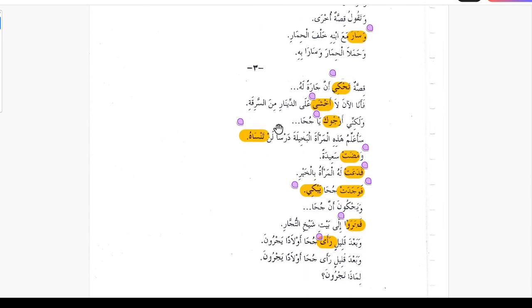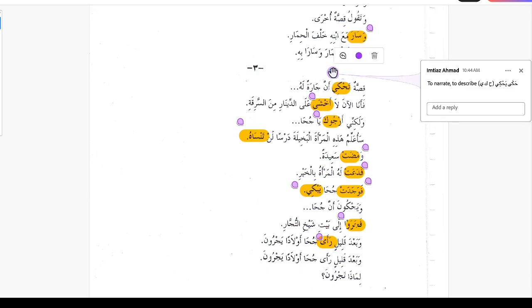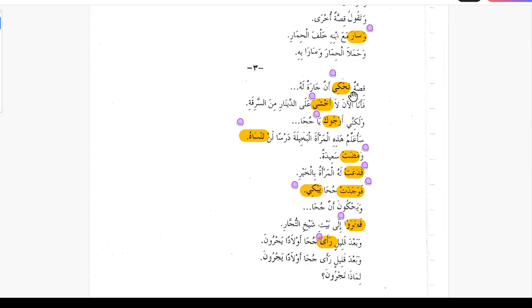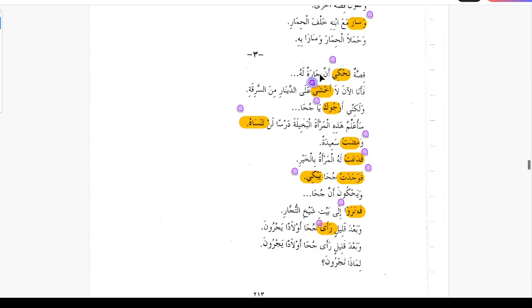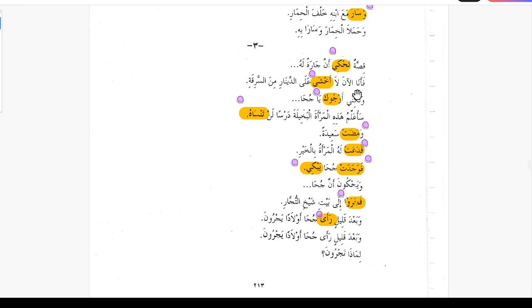This is the third group of examples. Kissatun tahki anna jaratan lahu. So this verb is haka yahki, and the root letters are ha, kaf, and ya. That means this verb means to narrate or to describe. A story is narrated that he had a neighbor. Jara is a neighbor. Fa ana al-an la akhsha ala ad-dinar min as-sariqa. And so now I don't fear about the stealing of this dinar, that this dinar is going to be stolen.